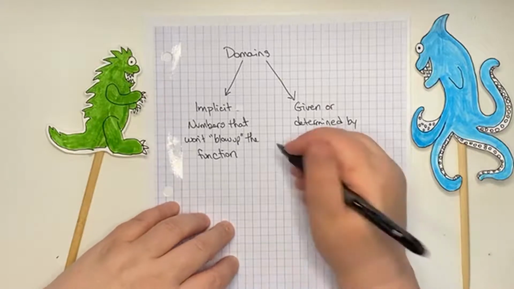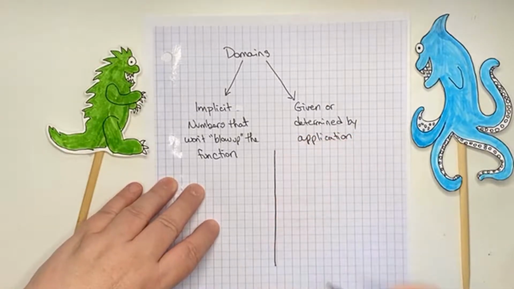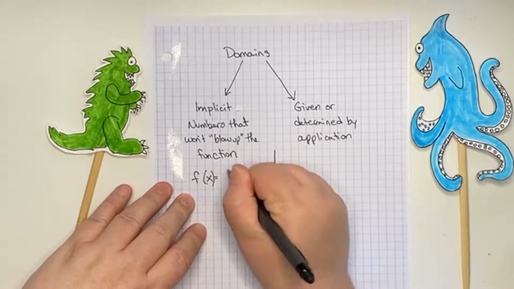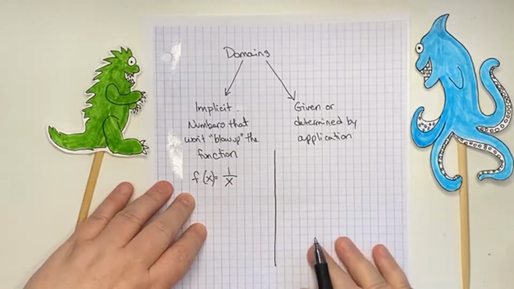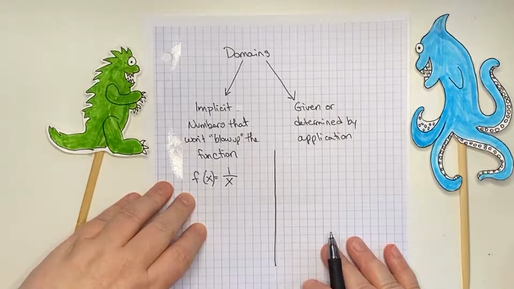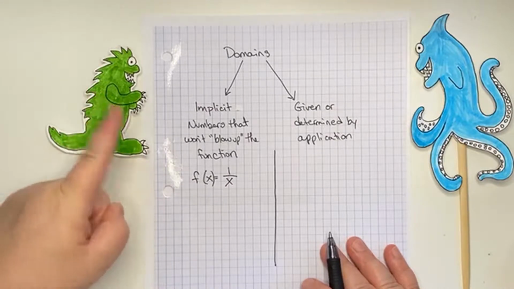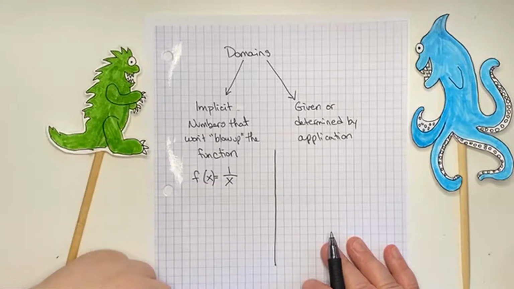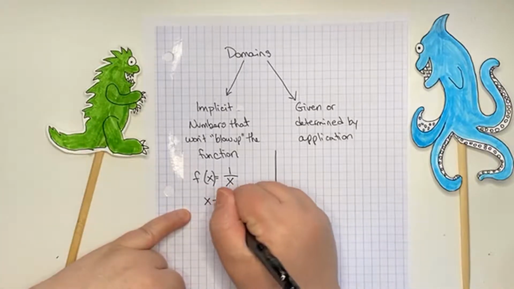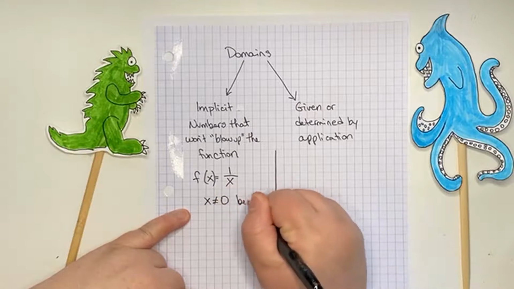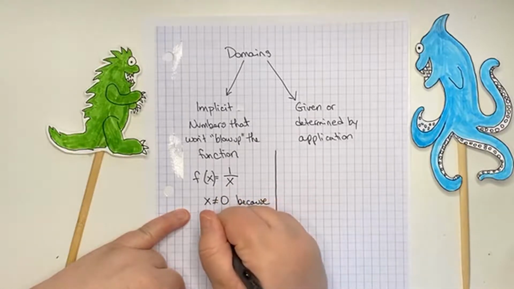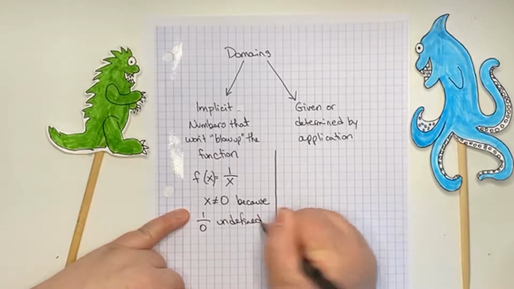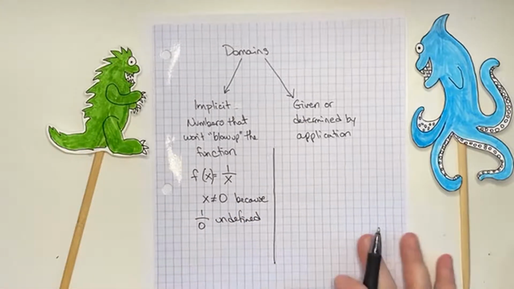So let's talk about the differences. So if I have a function and it's 1 over x. What is the one thing? Like, you have one job. What number can you not put in the denominator? That's your one job. X can't be 0 because 1 over 0 is undefined. And that would blow up the function.